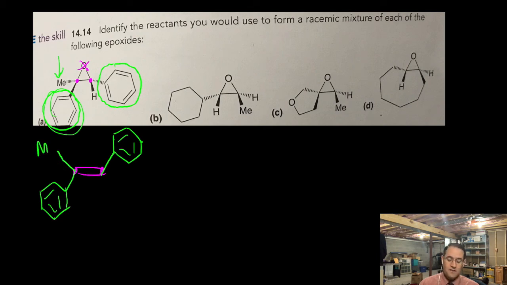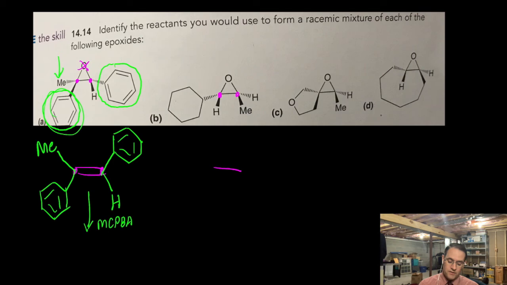Now don't forget this methyl group here. That methyl group is right here. We'll draw it in and write Me, and then we'll draw the hydrogen, okay? So that is the reactant we would use, and we would use, I don't know, mCPBA. Either of the two reactants would work. Reactants, okay?